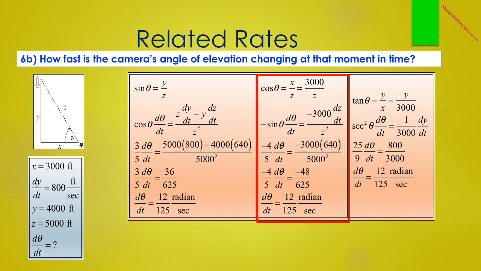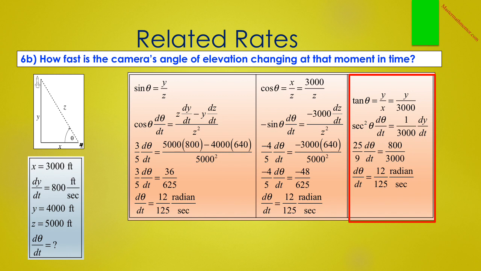So we get negative 4/5 d theta/dt equals negative 3,000 times 640 over 5,000 squared. And that turns out to be negative 4/5 d theta/dt equals negative 48 over 625. And d theta/dt is the same answer, 12 over 125 radians per second.